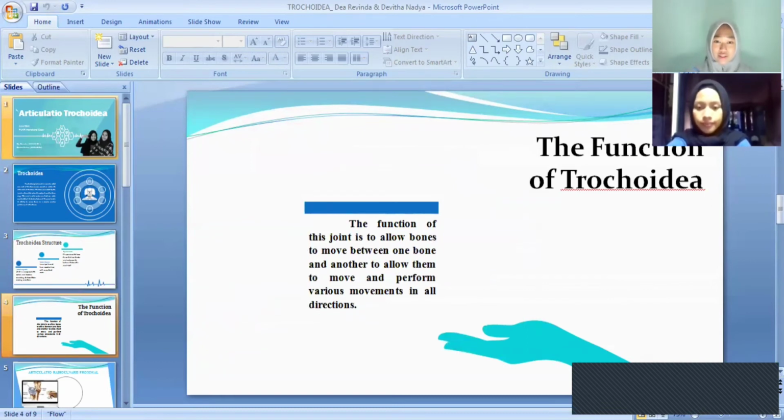Next, the function of trochoidea. The function of this joint is to allow bones to move between one bone and another, to allow them to move and perform various movements in all directions.